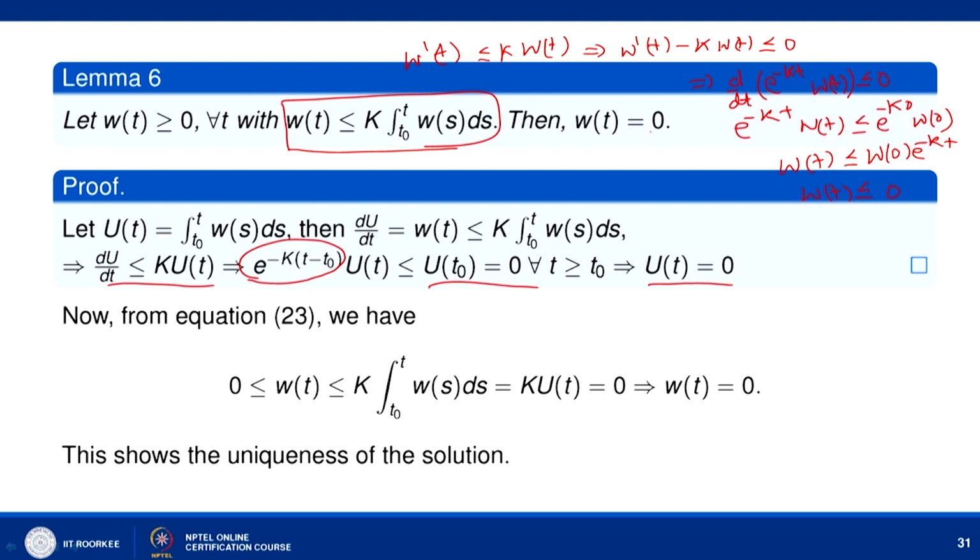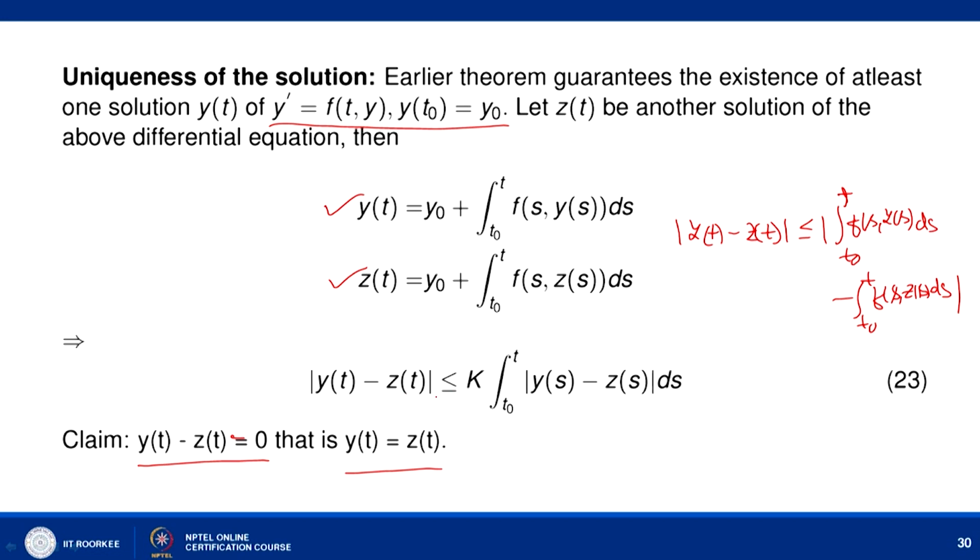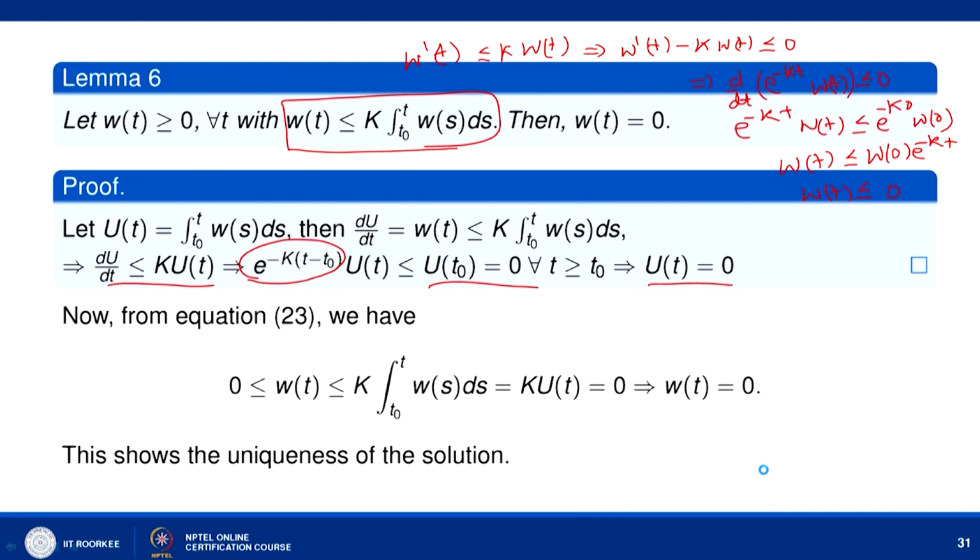Here we have shown this: the modulus of y(t) minus z(t) is less than or equal to k times the integral from t naught to t of the modulus of y(s) minus z(s) ds. So, here you can assume W(t) is equal to the modulus of y(t) minus z(t). If we assume this, then it is written as W(t) is less than or equal to k times the integral from t naught to t of W(s) ds, and just now we have proved this lemma, that this implies that your W(s) has to be 0.